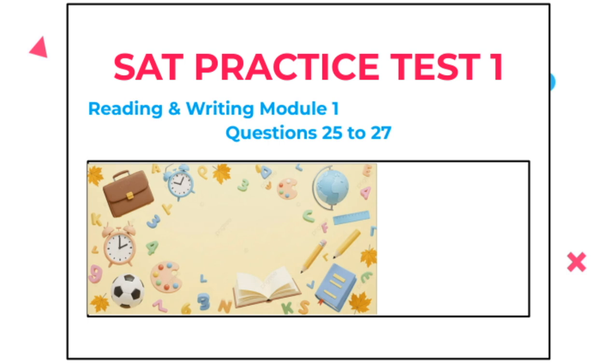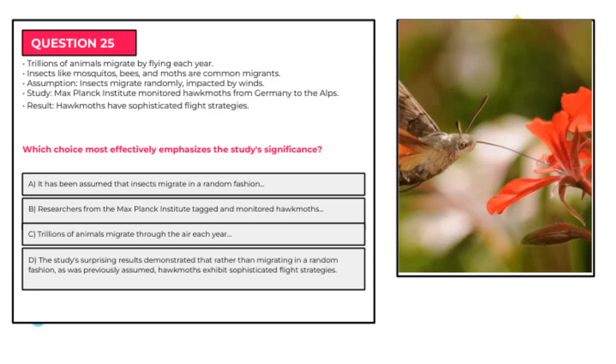Let's get started. Now, moving on to the key findings of our study. Contrary to what many of us previously believed, hawk moths don't migrate randomly. Instead, they employ sophisticated flight strategies that help them navigate their long journeys. This discovery is quite surprising and really shifts our understanding of insect migration.